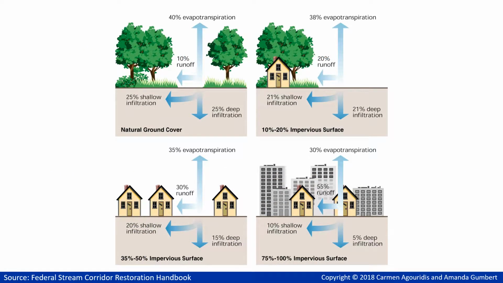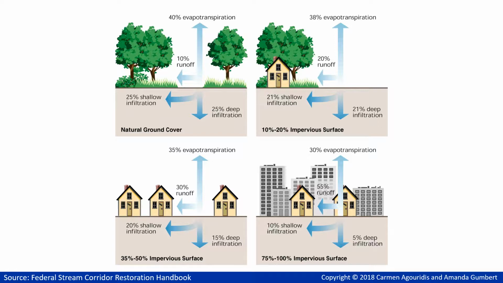As previously mentioned, urbanization or an increase in impervious area negatively affects streams by increasing the amount of water that becomes runoff. Before urbanization, when a site is a grass or forest land, about 50% of the rainfall infiltrates into the soil and about 40% evapotranspires back into the atmosphere. Only about 10% becomes runoff.